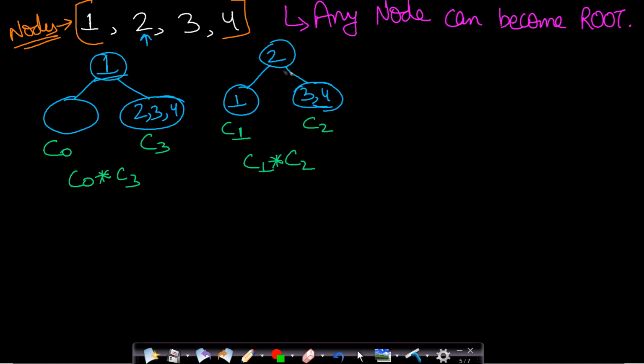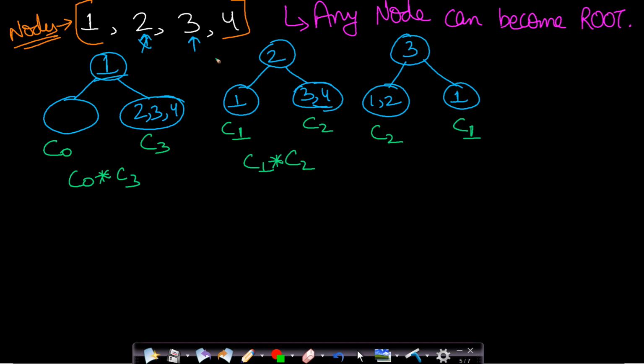Now let us take this node 3 as the root. If you make node 3 as the root, then on the left hand side you will be having 1, 2, that is 2 nodes, and on the right hand side you will be having just a single node. So the number of structurally unique BSTs in the left subtree will be equal to C2 and the number of structurally unique BSTs on the right hand side, since you have 1 node, will be equal to C1. Now we will repeat the same process for this node 4.